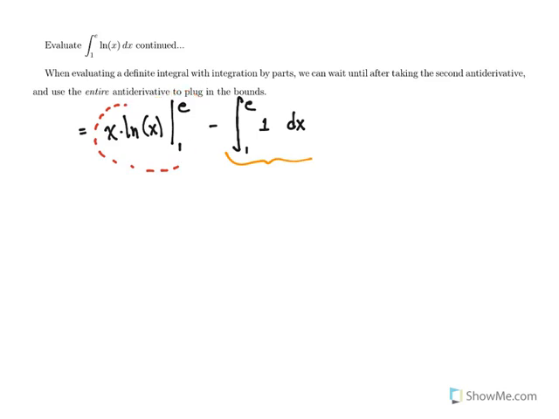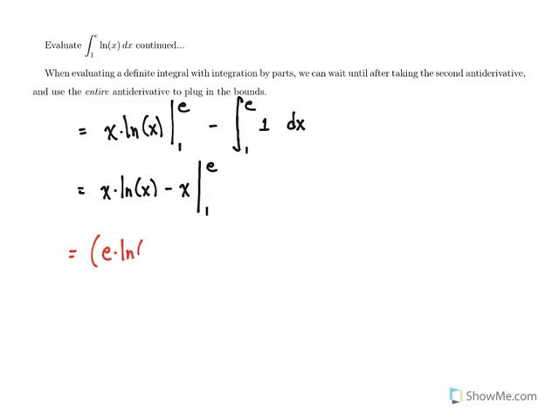But we're going to see here that if I do this antiderivative, I'm going to be left with x natural log of x. The antiderivative of 1 is just x. And I'm going to evaluate the whole thing from 1 to e. So doing this, we're going to have e times natural log of e minus e, minus 1 natural log of 1 minus 1.